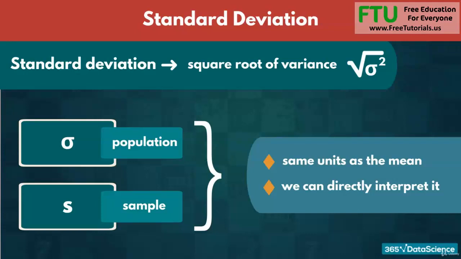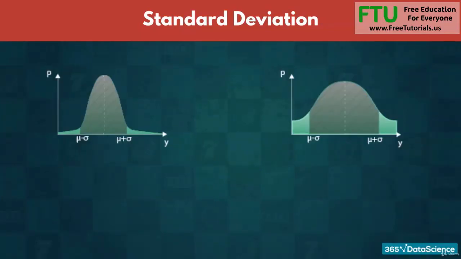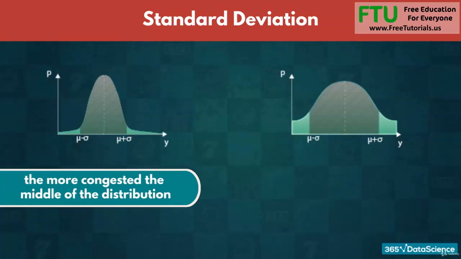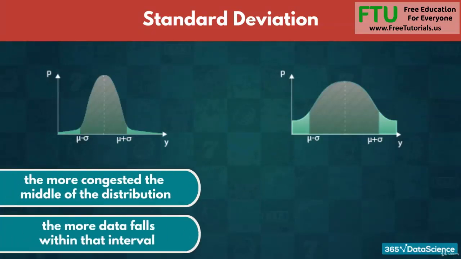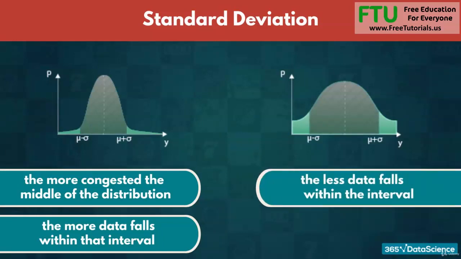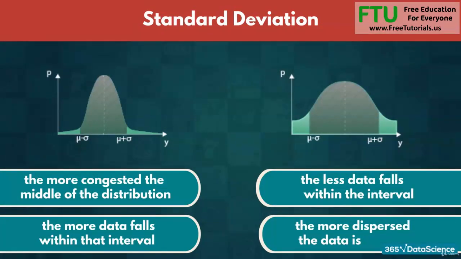One idea, which we will use a lot, is that any value between mu minus sigma and mu plus sigma falls within one standard deviation away from the mean. The more congested the middle of the distribution, the more data falls within that interval. Similarly, the less data that falls within the interval, the more dispersed the data is.